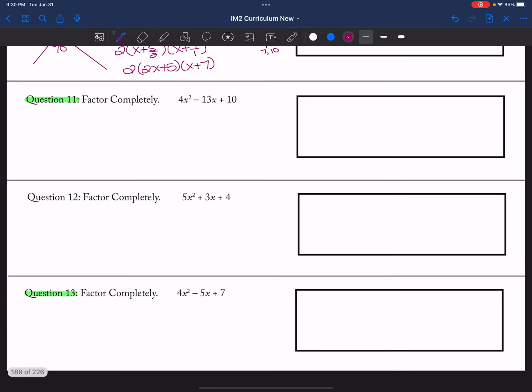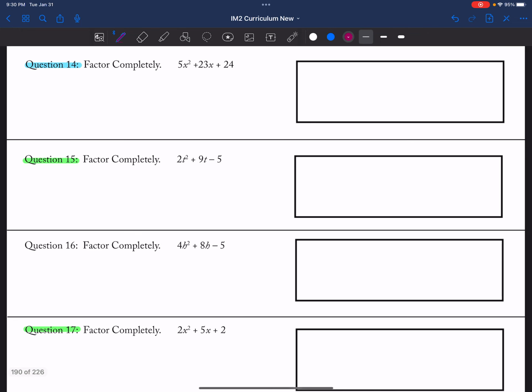Okay, so now 10, 11, 12, 13, okay, 14. No common factors, so oh boy. So remember, we have to be practicing all of our arithmetic skills. So here's 23. And then you might need to do 24 times 5 on the side, and that's totally fine. 120.